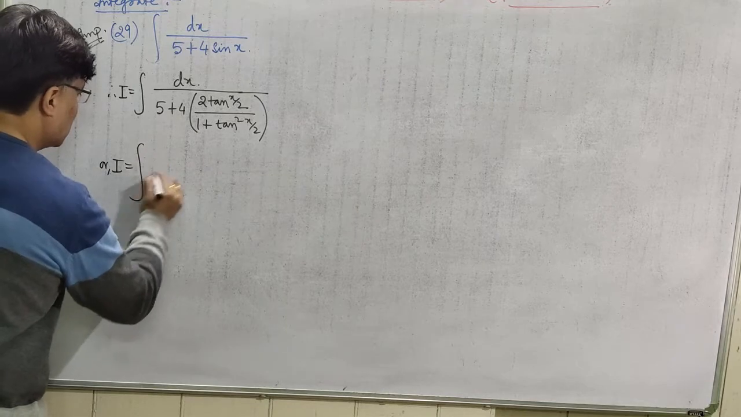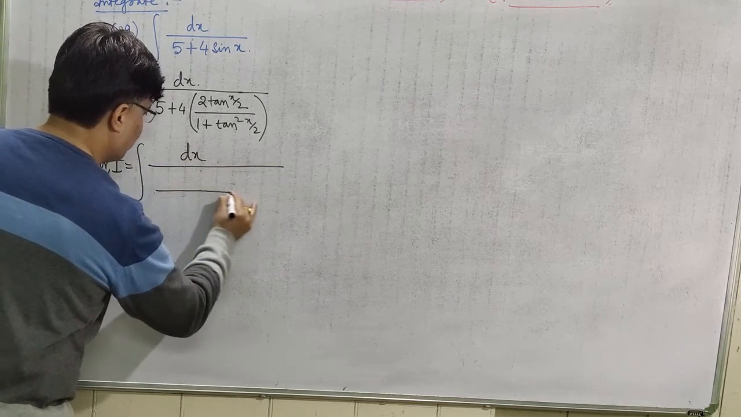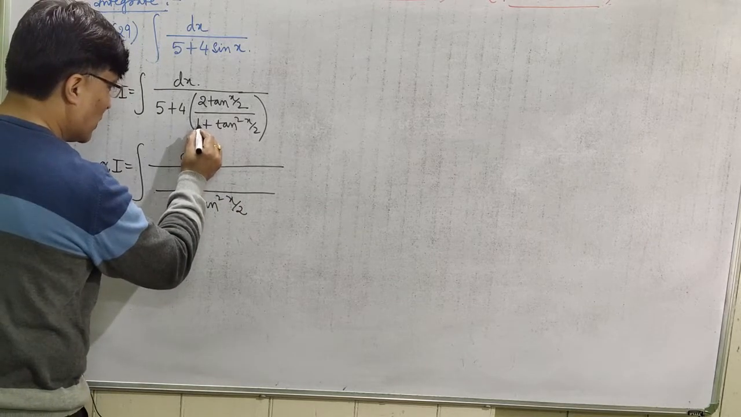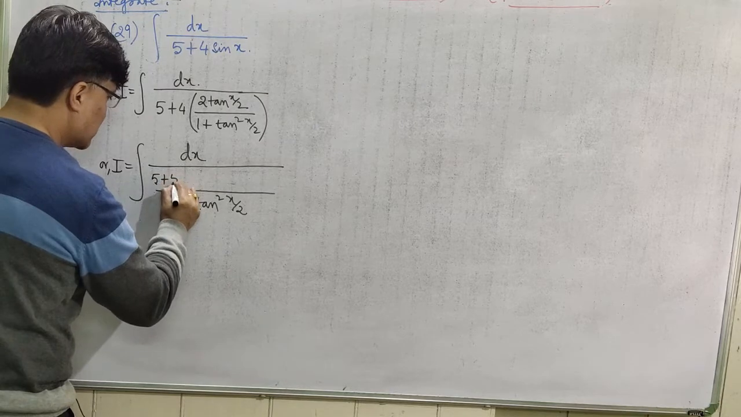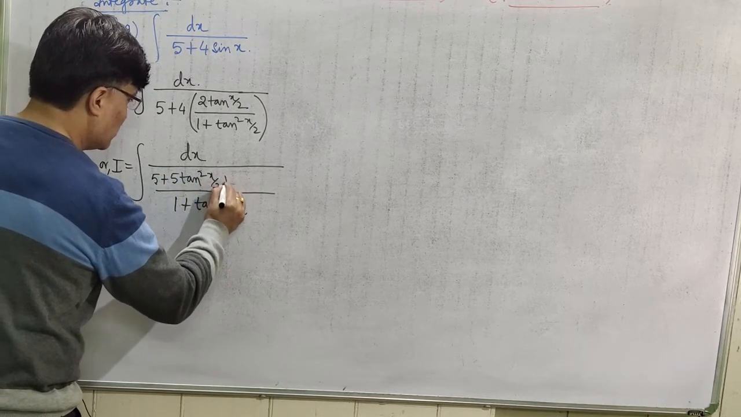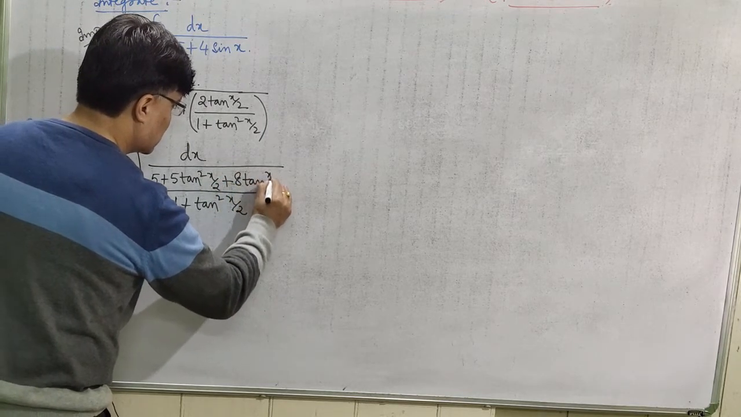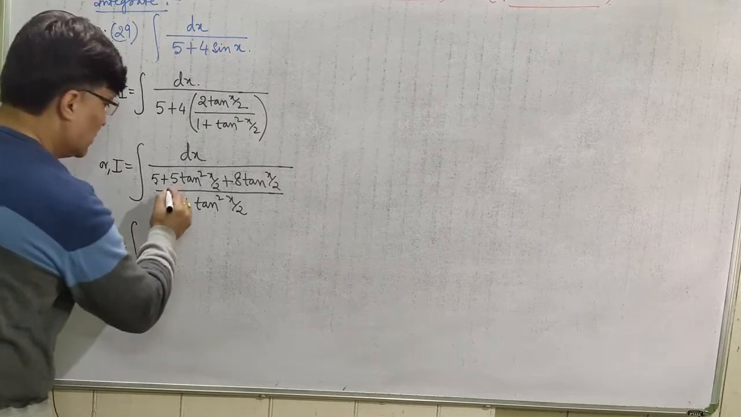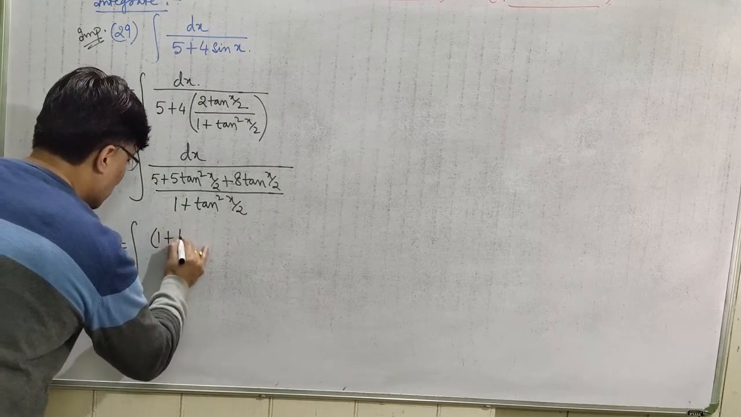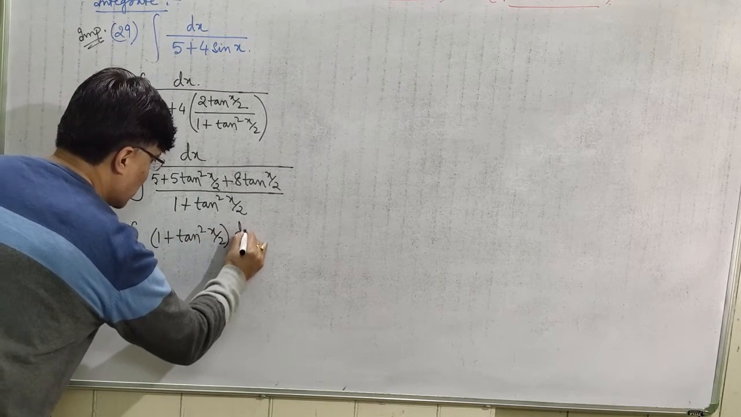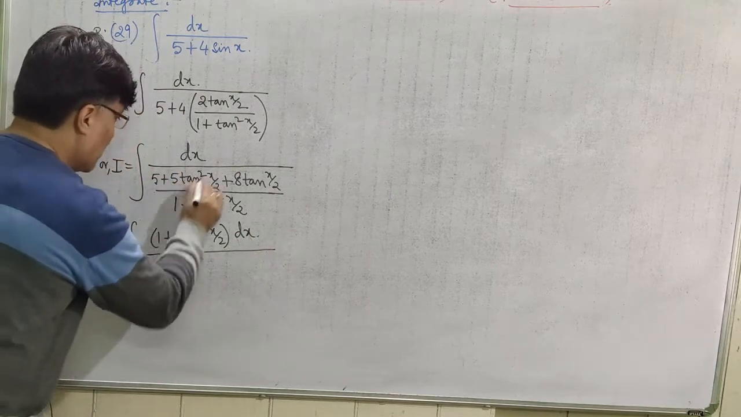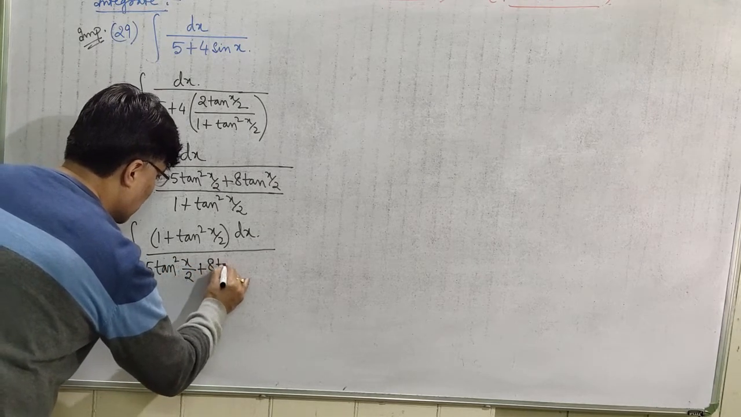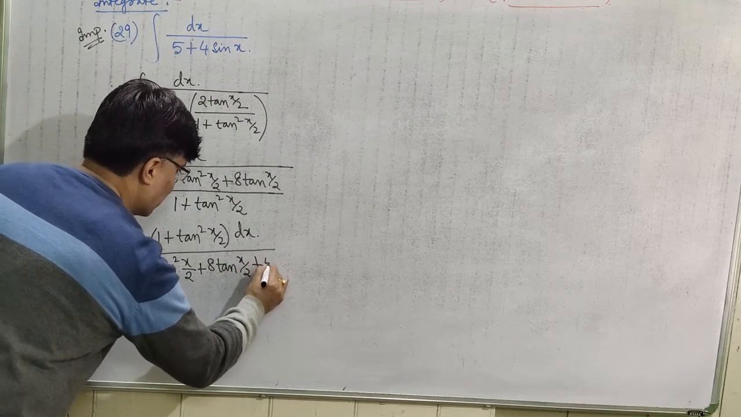Okay, so let us simplify it further. Now we have to simplify it. Dx divided by, what's the LCM? Here the LCM is 1 plus tan square x by 2, right? So this 1 plus tan square x by 2 is multiplied by 5. 5 plus 5 tan square x by 2 plus, this is 4 2s are 8, and this is tan x by 2, right? So I is equal to integration of this 1 plus tan square x by 2 goes up in the numerator. So it is, write it within bracket 1 plus tan square x by 2 bracket close dx divided by 5 tan square x by 2 plus 8 tan x by 2 plus 5.